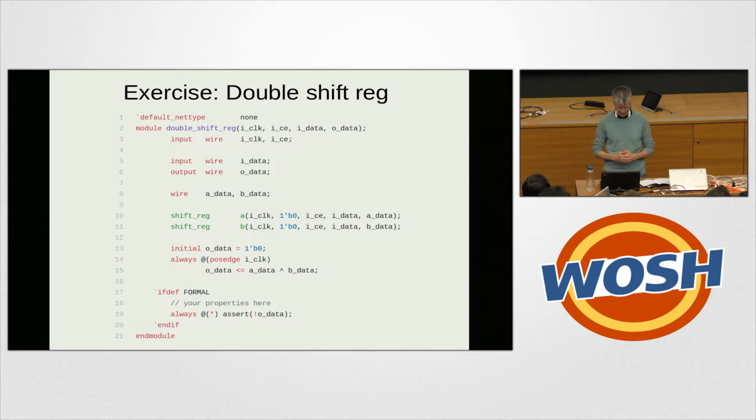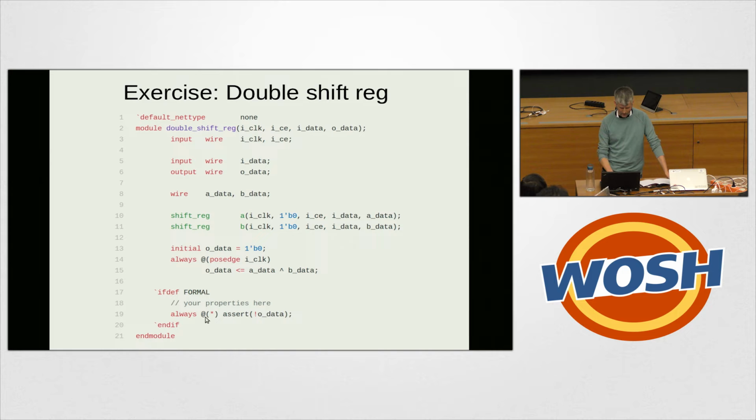Double shift register. We have now an input clock, a clock enable. We've got input data and output data. We've got two identical shift registers that are 8 bits wide. And when the clock enable is high, we clock input data in, and we get the output data out, A and B. And then we have a signal, O data, which is just an XOR of A data and B data. So if A data and B data are the same, O data is always going to be 0.